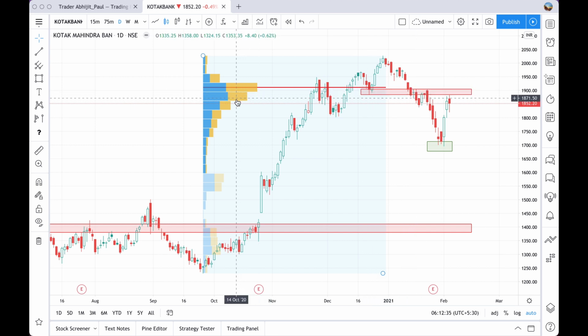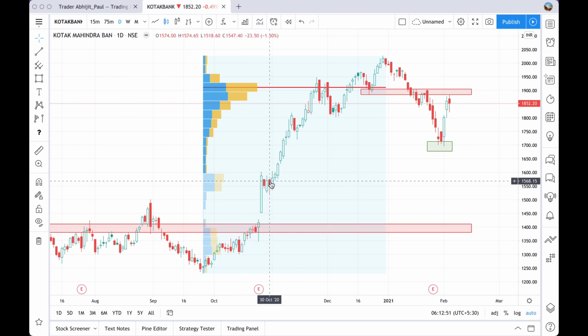Number two, apart from that, as we look down, we see that there's some amount of volumes down here. Where is this cluster? Clusters are always where you will find more volume bars, because that is where the prices spend a lot of time. So this is one level.